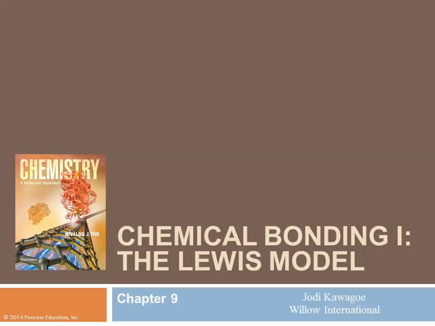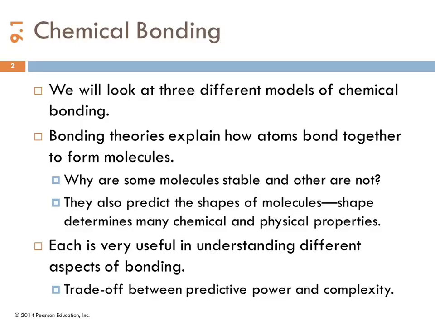Chapter 9 is about chemical bonding, the Lewis model. We're going to look at three different models of chemical bonding. These are theories. Theories, remember, explain. Laws state what happens. Theories explain why. This helps us to understand why some molecules are stable, others are not. They help us to understand the shapes of molecules.